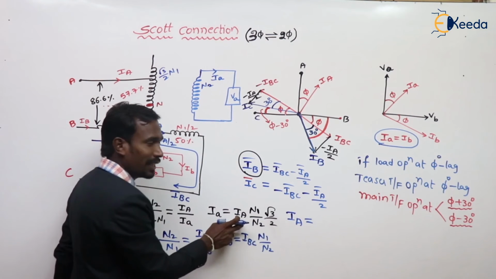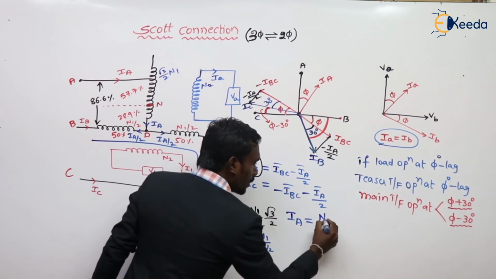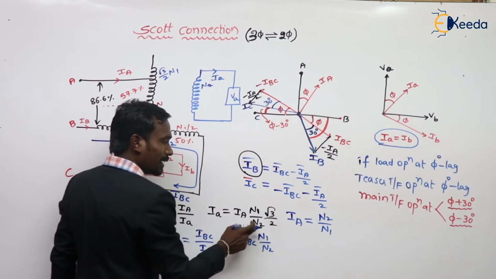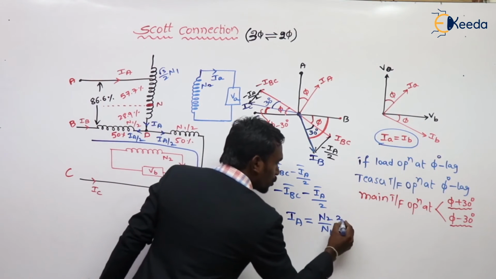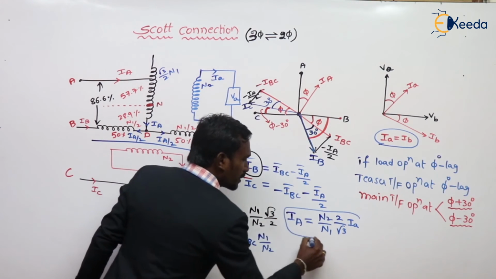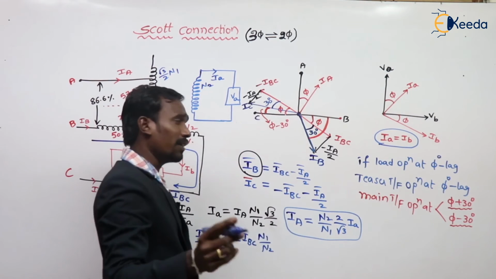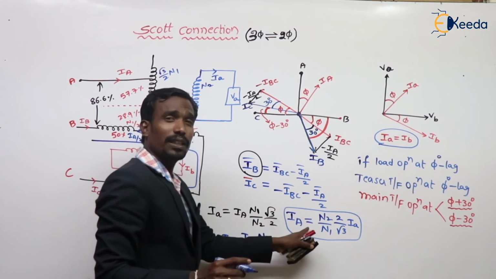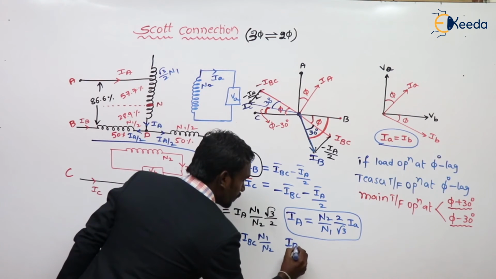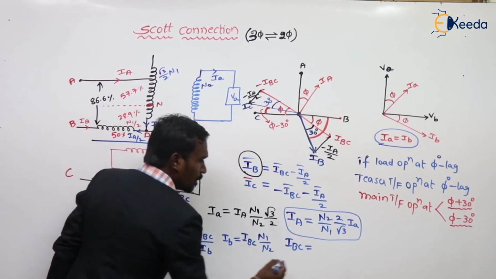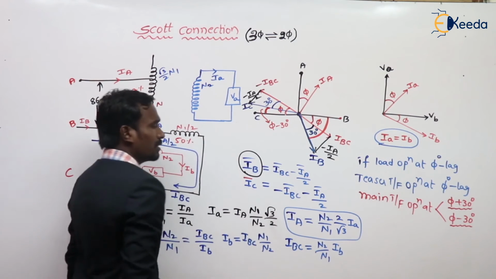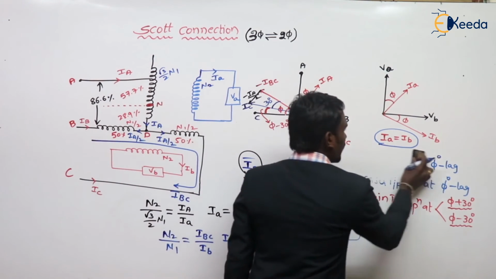From this, I want capital IA. Capital IA is equal to N2 by N1 into 2 by root 3 into IA. This is capital IA. Remember this. This is very important. I will ask you again later. And from this, IBC is equal to N2 by N1 into IB. This is IBC.